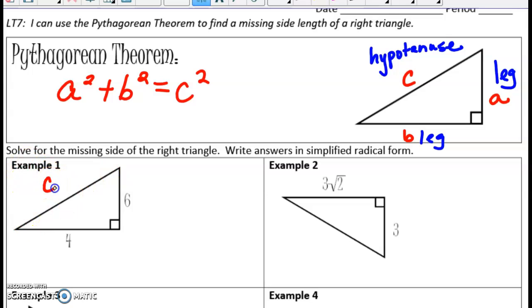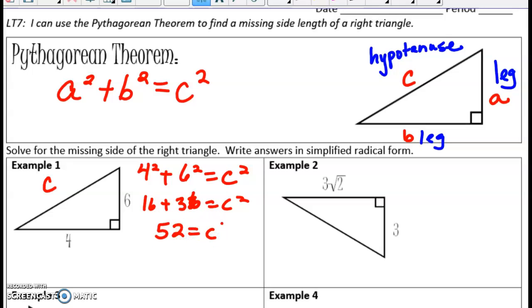So we're going to call this one C. Doesn't matter the order you put these in. So we're going to say 4 squared plus 6 squared equals C squared. The hypotenuse always stands alone. And then it's just doing a little arithmetic. Whoa, helps if I can do the arithmetic. So that would be 52.